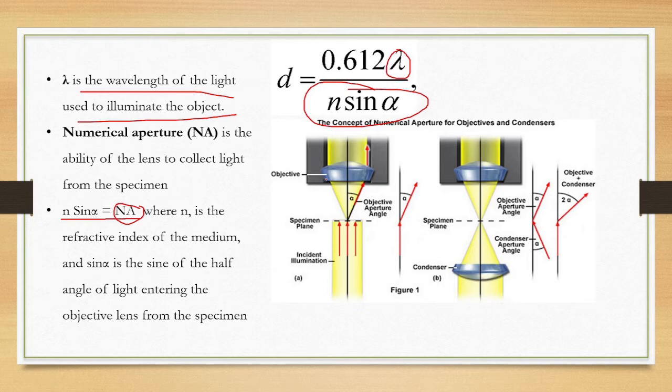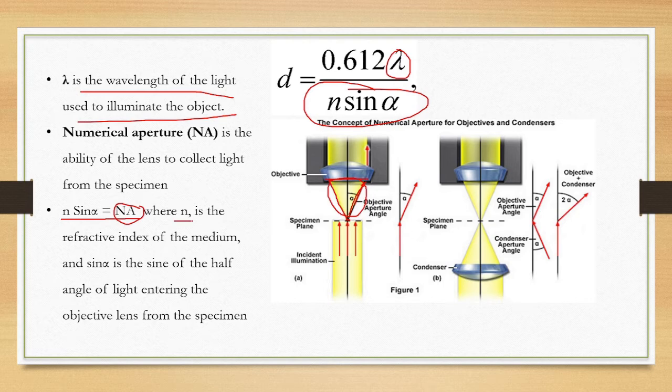So this is the objective lens. This lens has the capacity to collect the light from the specimen. This is the specimen, and this is the light falling on the lens. This is called the numerical aperture, simply called the numerical aperture. So the ability of the lens to collect the light from the specimen is called the numerical aperture. The numerical aperture depends on two factors.